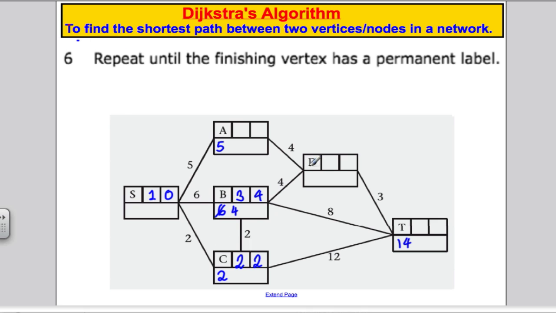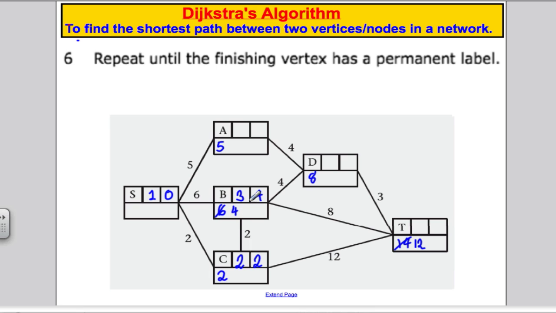D, I could get to D from there with 4 currently to get to B and another 4, so it'd be 8. From B, I could get to T. It's already 4 to get there, another 8 would be 12. It's better than 14, cross out the 14, write 12. You can't get anywhere else from B that hasn't got a permanent label on it already.